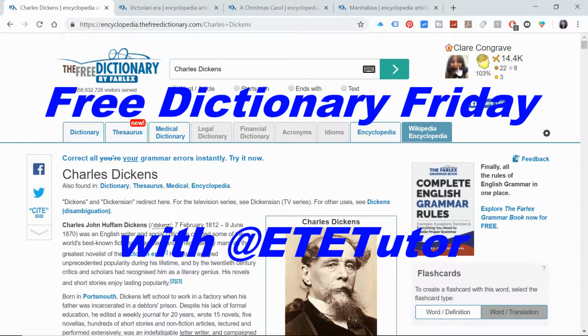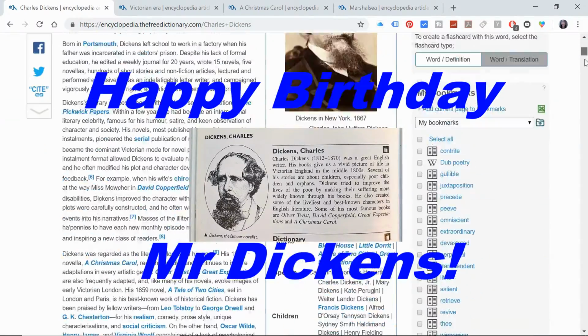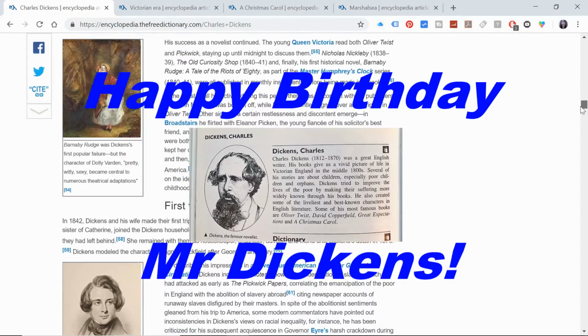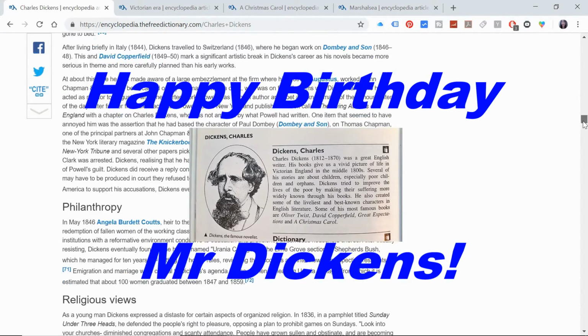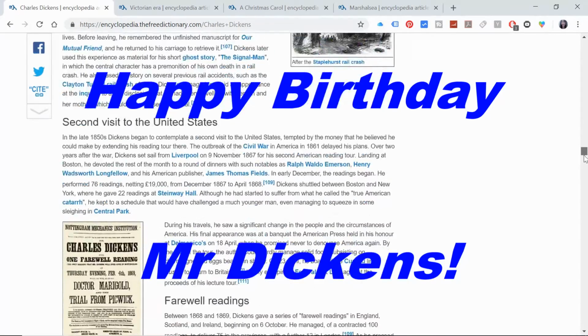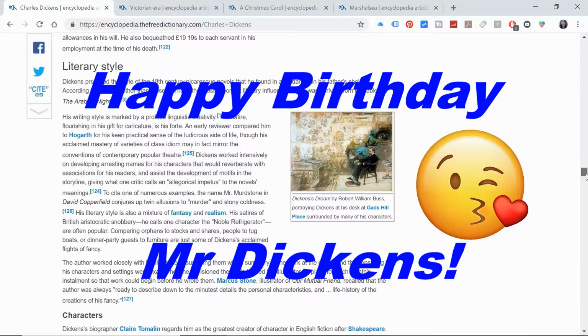I'm etetutor and this is part 4 of our Happy Birthday Mr. Dickens collection. And in this one we're carrying on looking at his literary style, and we're now going to be focusing in on how Dickens creates characters. And this applies to all of his novels and short stories.